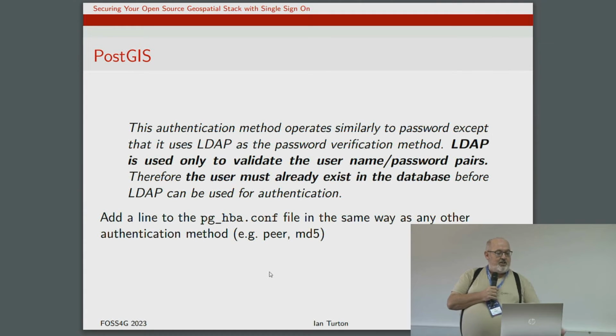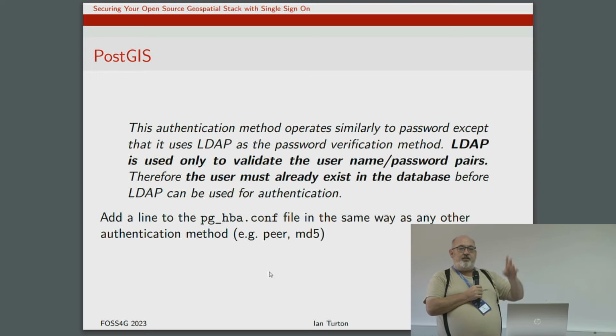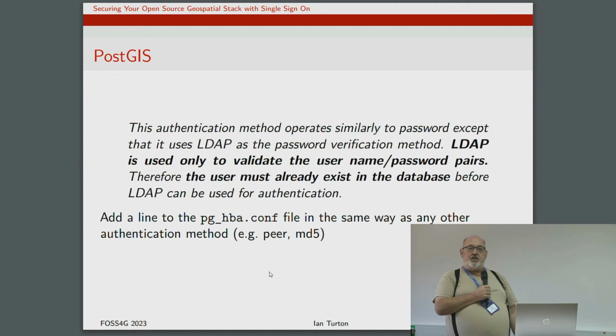So when it comes to actually setting it up, you just modify a line in your pg_hba.conf, your host-based access file. Instead of saying peer or md5 or trust in that last column, you put some magic LDAP squiggles, and away it goes.